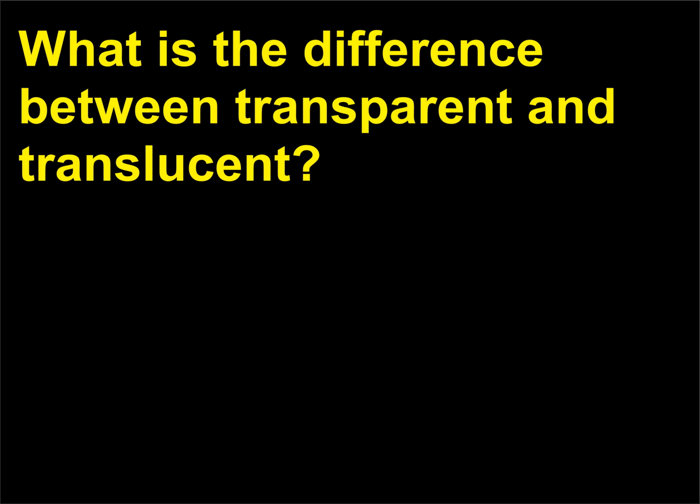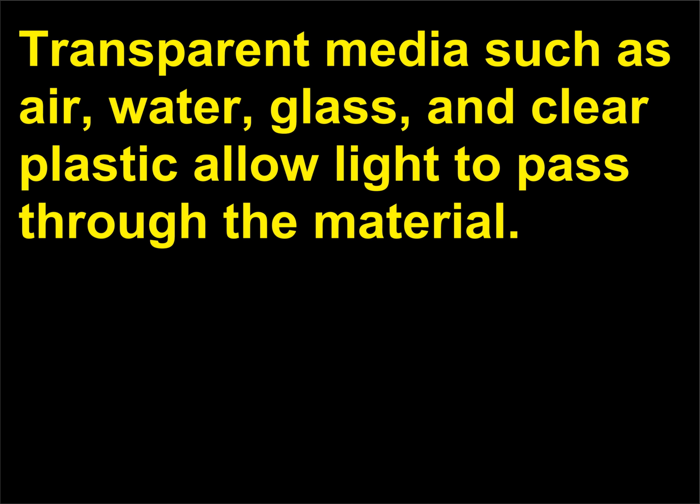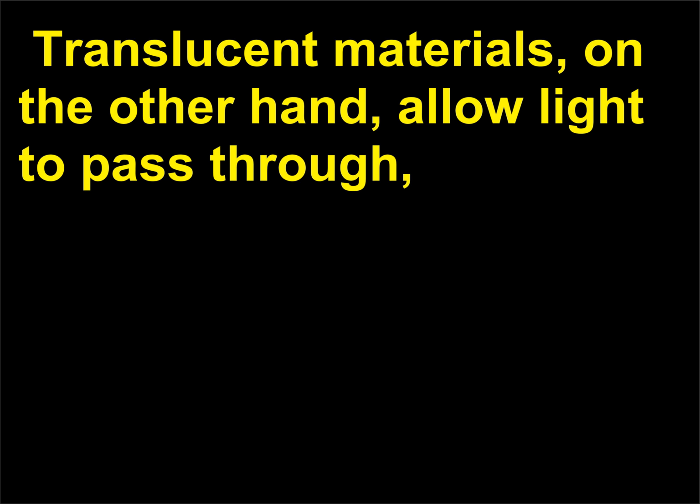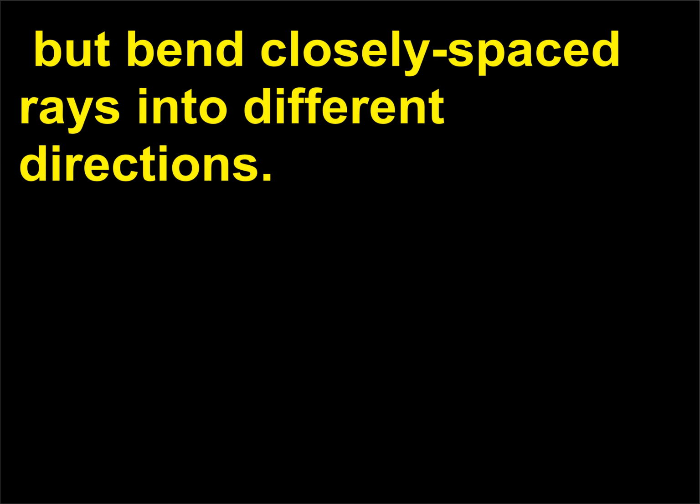What is the difference between transparent and translucent? Transparent media such as air, water, glass, and clear plastic allow light to pass through the material. Rays of light are either not bent or closely spaced rays are bent together. Translucent materials, on the other hand, allow light to pass through, but bend closely spaced rays into different directions.